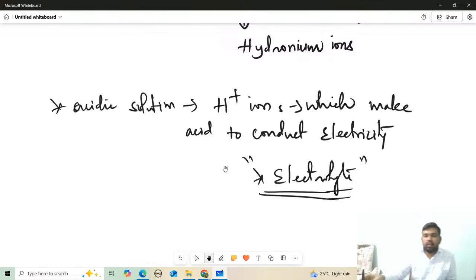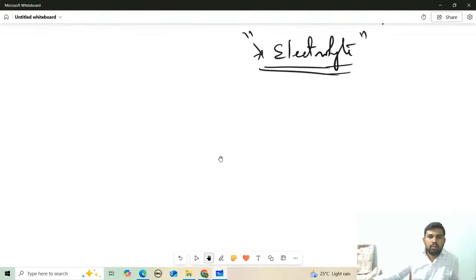So electrolyte means in aqueous form it will conduct electricity. It is called an electrolyte. Similarly, this is about acids.